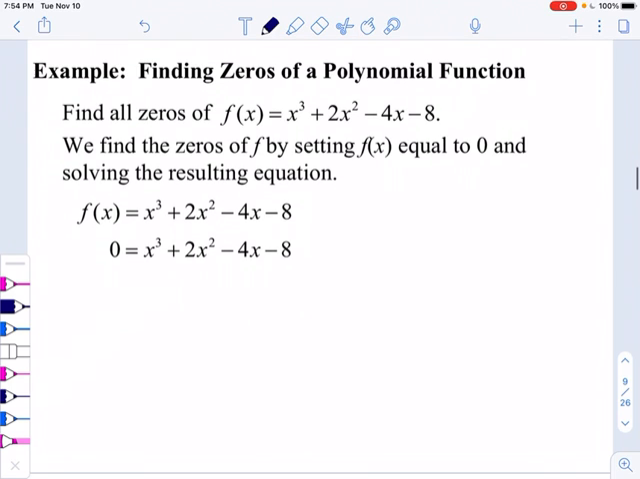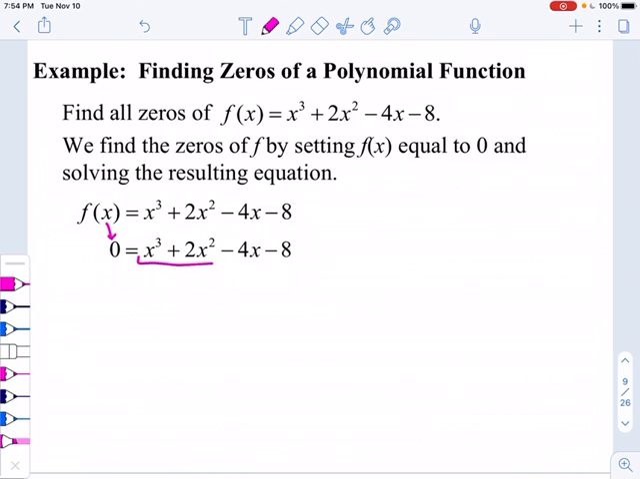Let's try an example. Find the zeros of the polynomial function f of x is equal to x to the third plus 2x squared minus 4x minus 8. So we find the zeros of f by setting f of x equal to 0 and solving the resulting equation. So in place of f of x, we're going to turn that into 0, and we have a polynomial function, which means that we're going to do some factoring. Since we have 4 terms, we could factor by grouping.